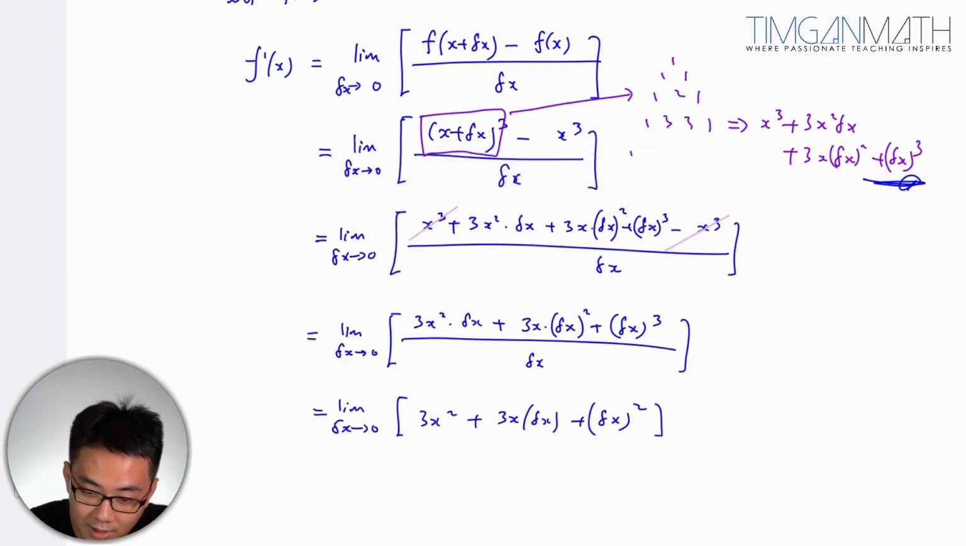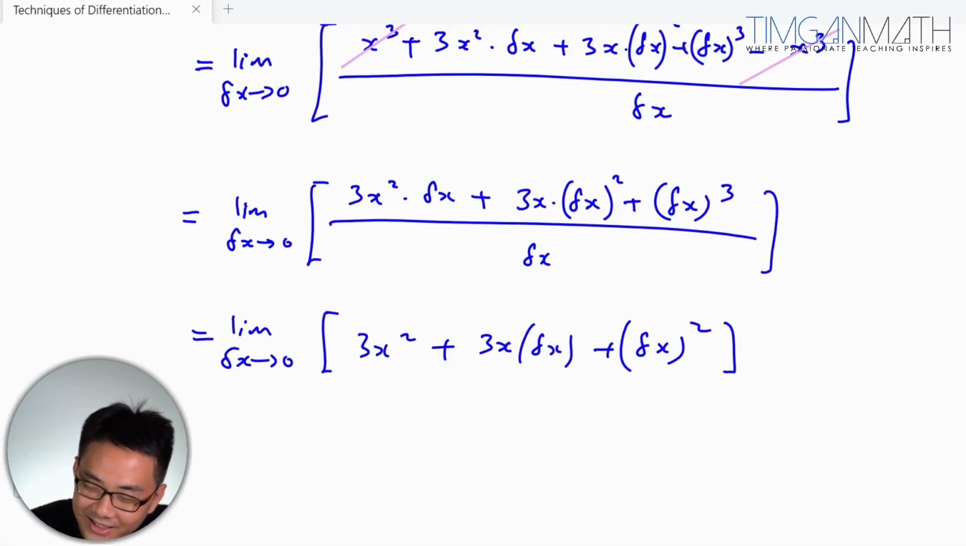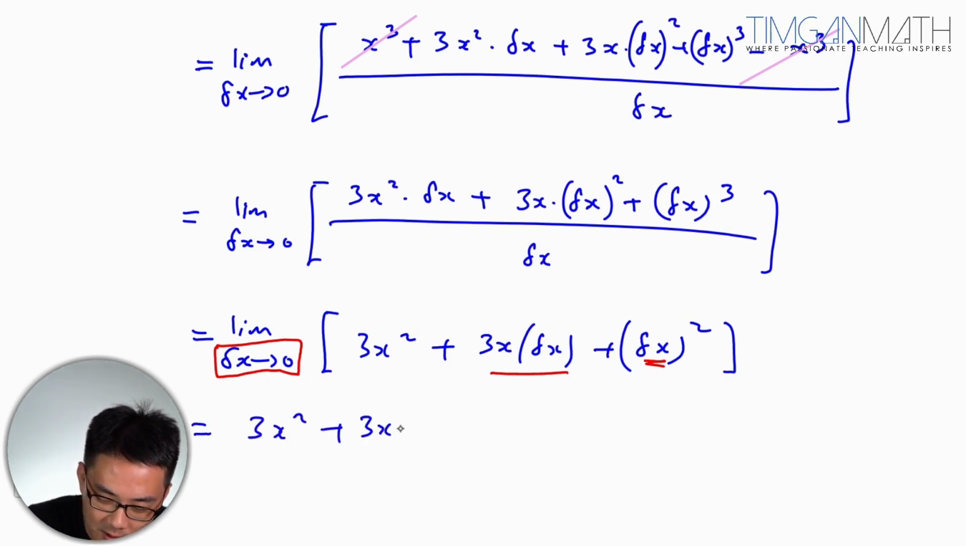So what's the point of this? Okay, this one, follow me carefully. When delta x goes to 0, this will become so small, this will be 0. Because 3x times 0, any number multiplied with 0 will be 0. Everyone knows that. This is 0. So in other words, you will get 3x squared.